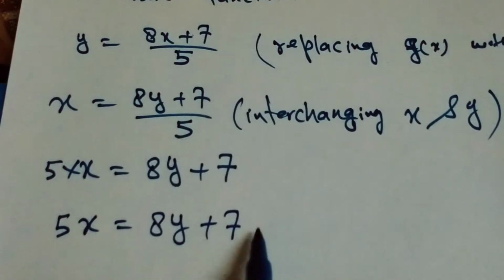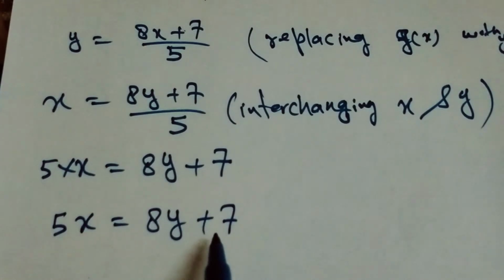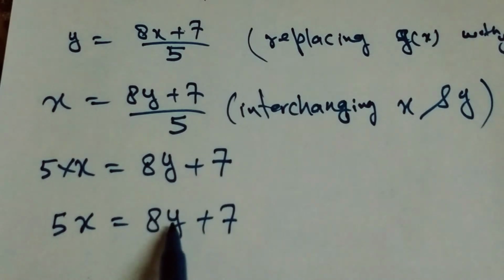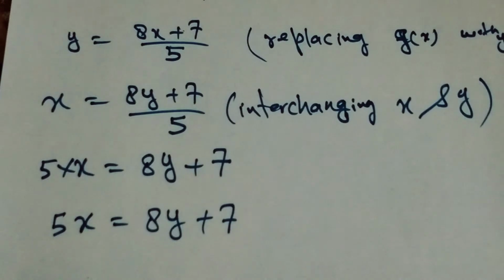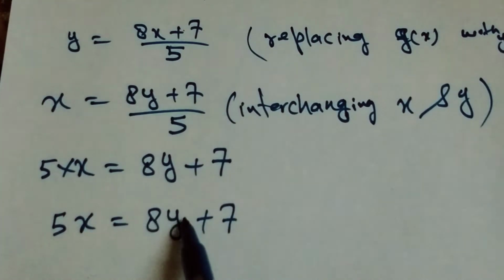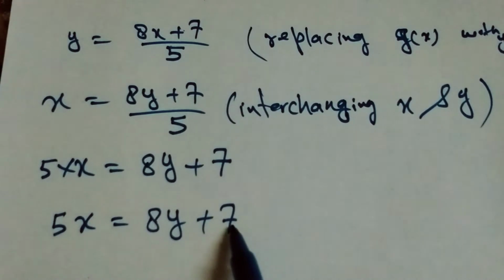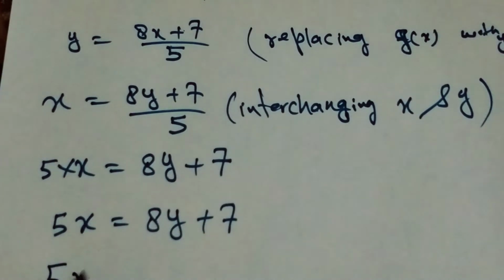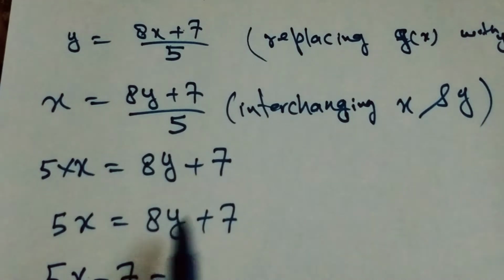Now we will take 7 there because 7 is adding. We cannot take 8. Make sure, understand, please concentrate. 8 is multiplying with y only. If 8 is multiplying with y and 7, then we can take 8. Now only 7 because 7 is adding with 8 and y. So 7 is plus. When 7 will go to the other side, plus will change into minus. So 5x minus 7. What is remaining here?